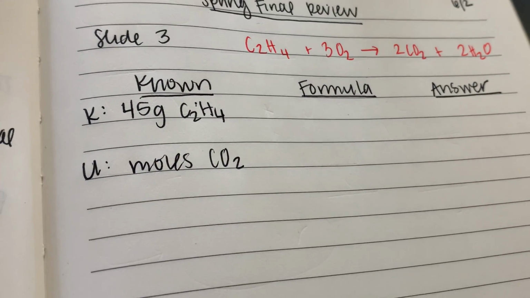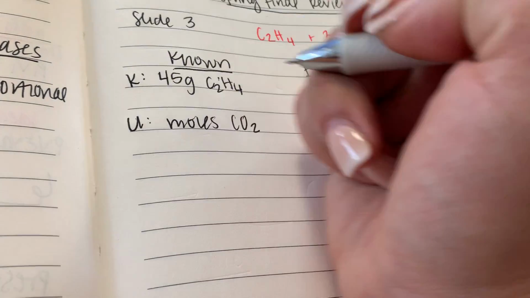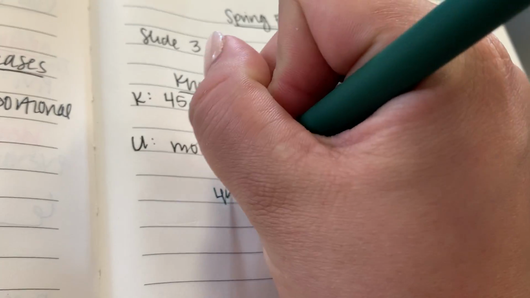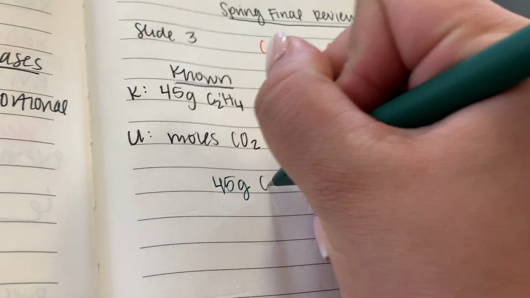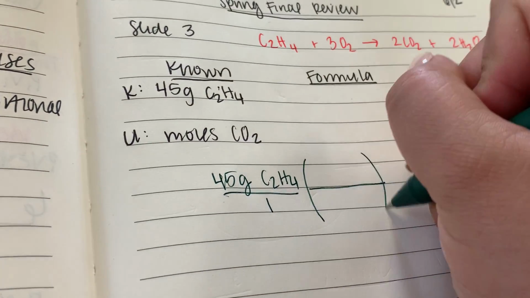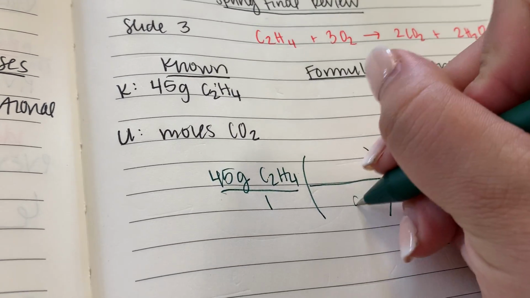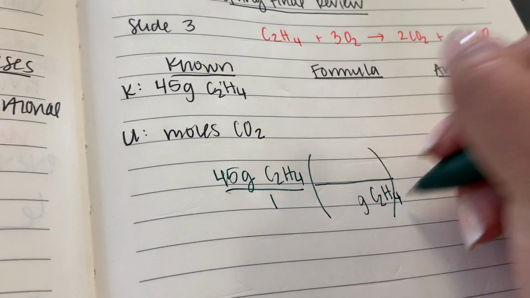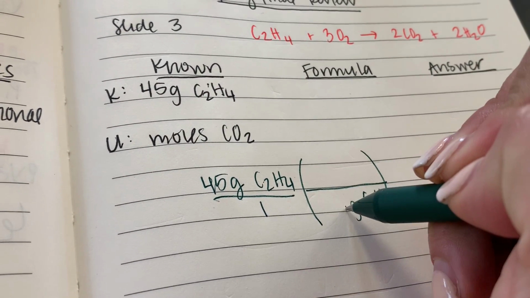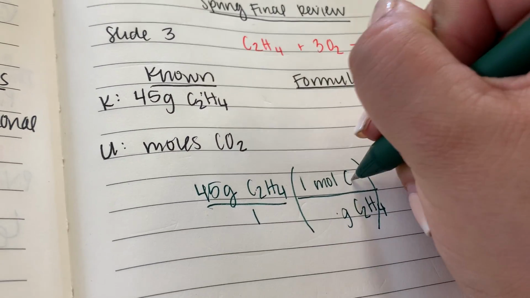okay, using the formula from the slide, start with your known, 45 grams of C2H4 over 1, first parenthesis. If I have grams of C2H4 up here, I need to have grams of C2H4 down here. Line up your units. And then look at your formula. We need the molar mass is what's going to go here. What goes on top? 1 mole of C2H4.